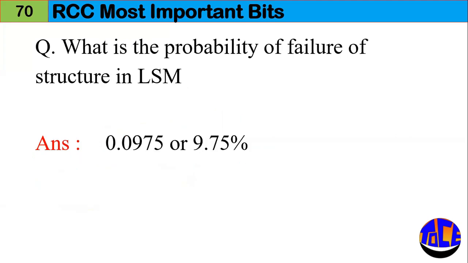Question number 70. What is the probability of failure of structure in limit state method? So in limit state method, the probability of failure of structure is 9.75%, or in decimals it is 0.0975.